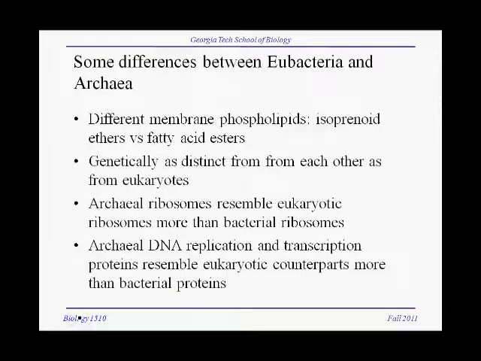What are some differences? Why do we classify them as being different domains? Well, as we saw before, their membrane phospholipids are very different. Archaea have isoprenoid lipid chains hooked up to glycerol through ether linkages, and bacteria have fatty acid lipid chains hooked up to glycerol through ester linkages. And this is also true of eukaryotes.